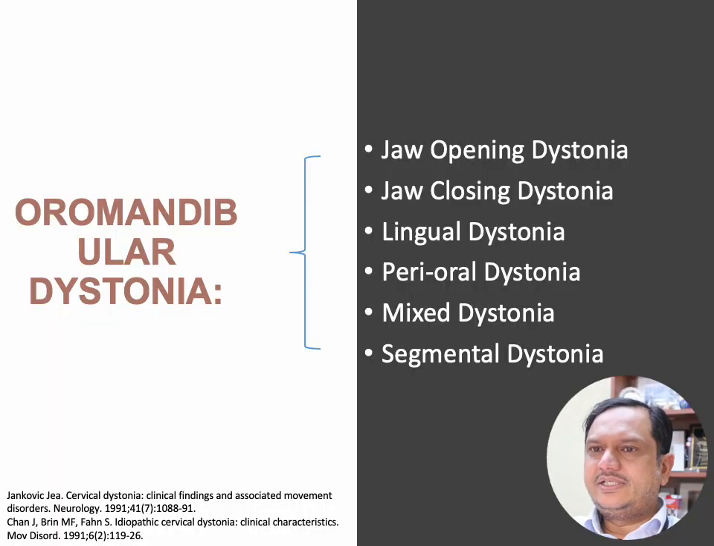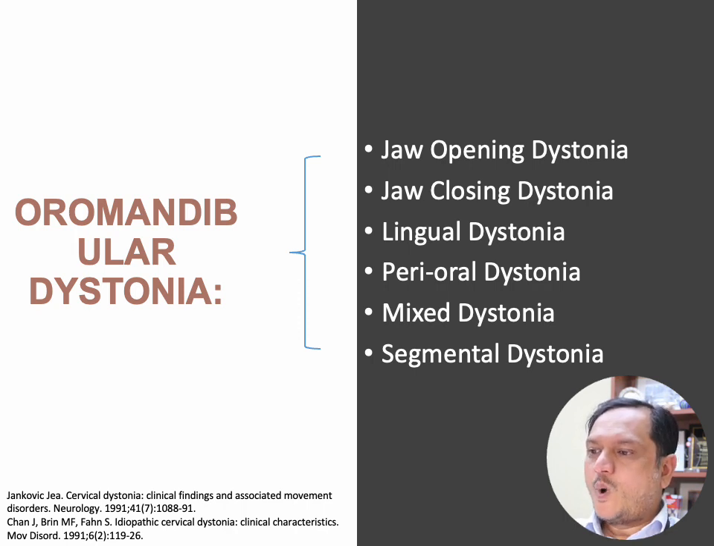Some of the common subtypes of oromandibular dystonia will be jaw closing dystonia, clenching of the teeth. A similar related condition is bruxism. Most people consider bruxism as nighttime clenching of the teeth and not during the day, while jaw closing dystonia is clenching of the teeth during the day or while someone is speaking.